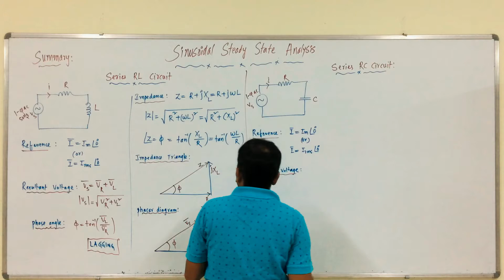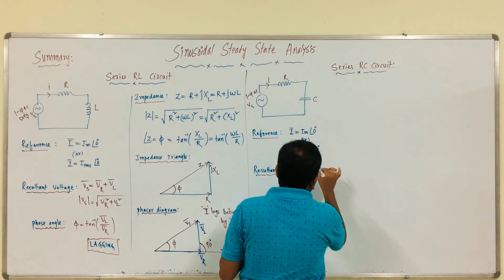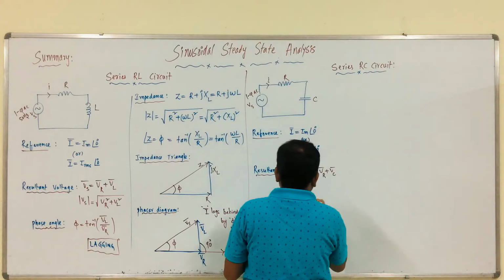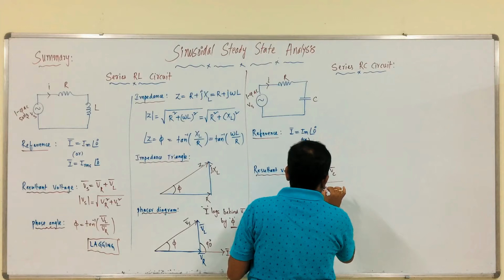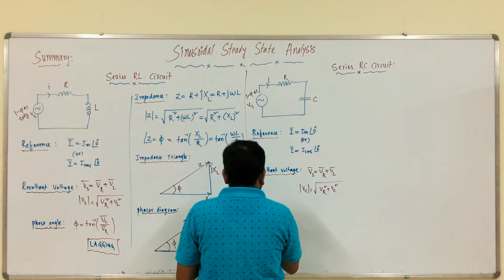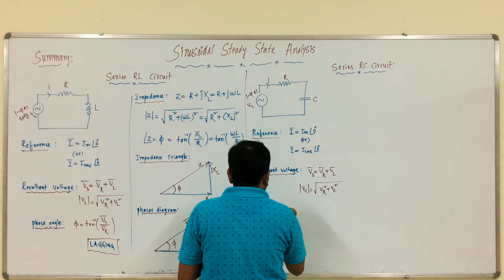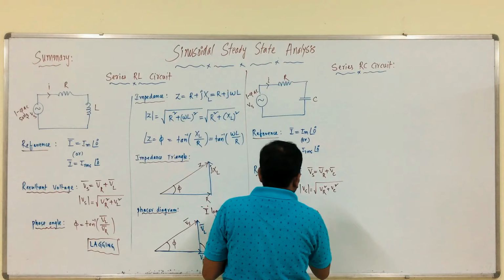Resultant voltage is what? Here we have VR and VC. Therefore, V equals square root of VR square plus VC square. Then the phase angle. What is the phase angle here?